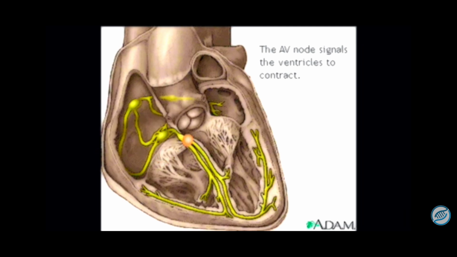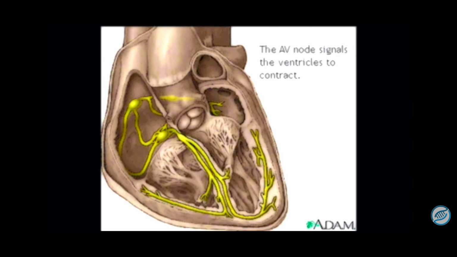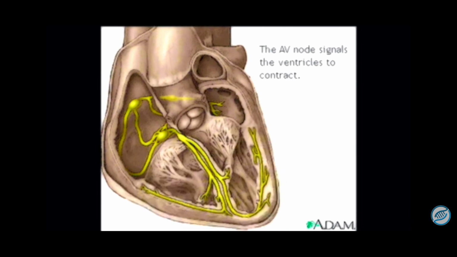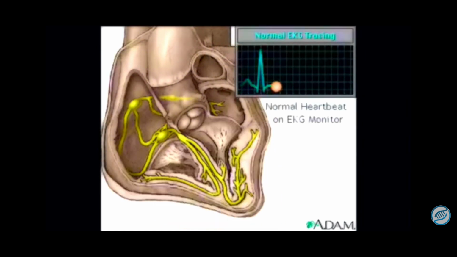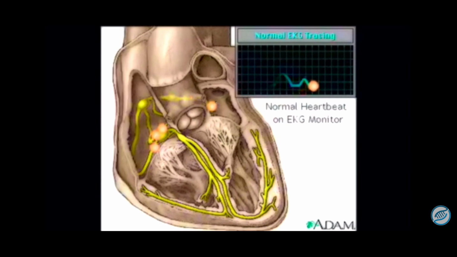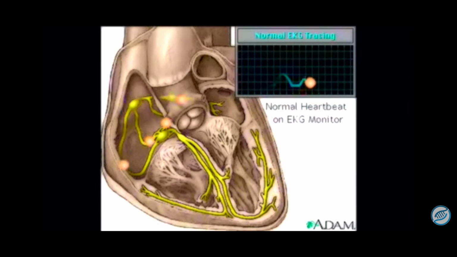The atrioventricular node is found at the bottom of the right atrium in the interatrial septum. This picks up the impulse, slows it down while the atria finish contracting, and then relays it through the AV bundle, commonly known as the bundle of His. This bundle of His relays the impulse throughout the ventricular walls by means of bundle branches and Purkinje fibers.